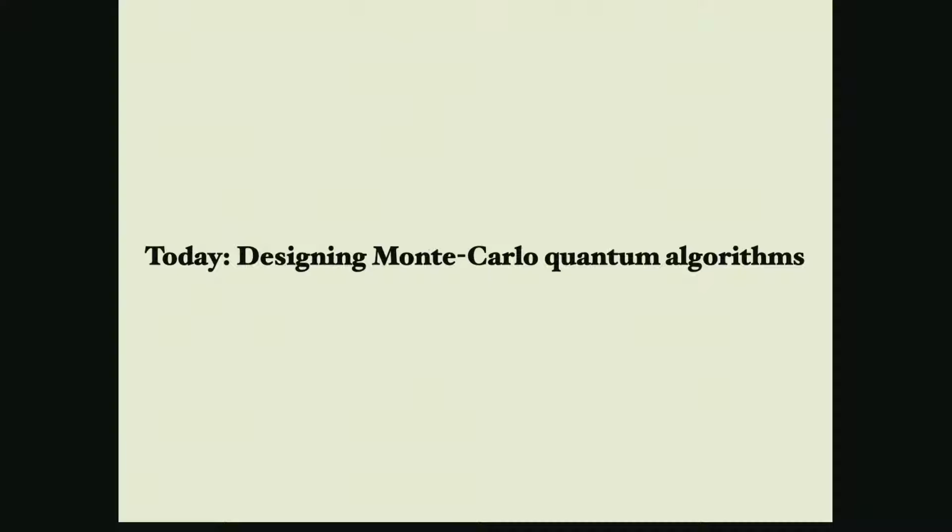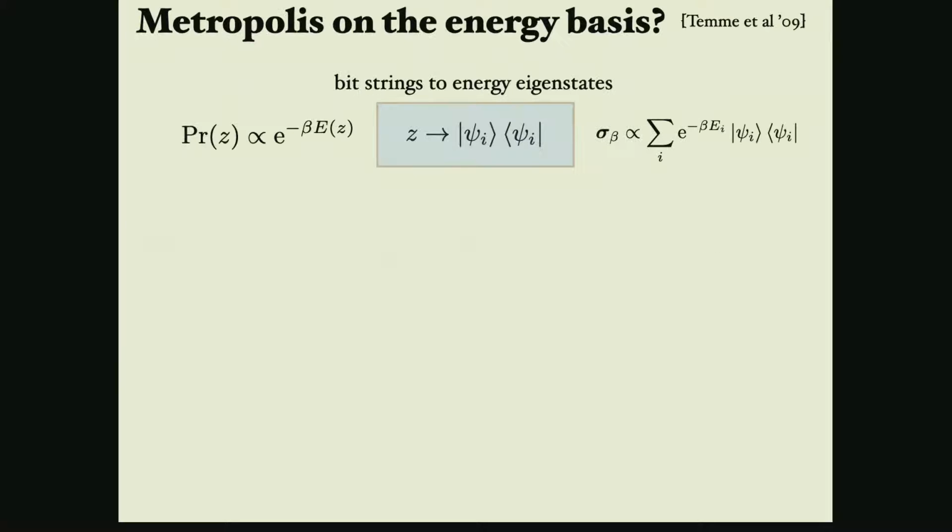All right, so let's move on to the main course of today, which is how we design these Monte Carlo quantum algorithms. One thing you might want to do is to just go to the energy basis. If you look at the Gibbs states and see how they differ between classical and quantum, the classical Gibbs state is a probability distribution over strings. The quantum one is just the same distribution, but on quantum states. So intuitively, you might say, I'll just upgrade these bit strings to energy eigenstates and just run Metropolis on these eigenstates, whatever that means.